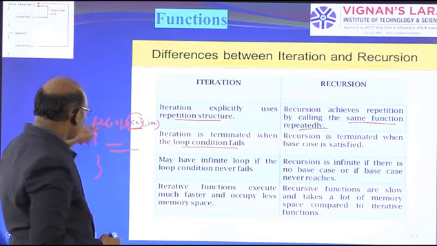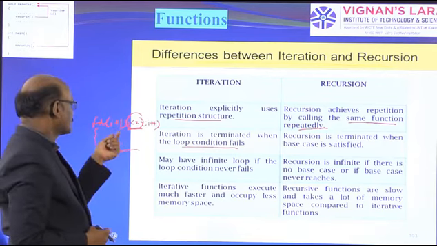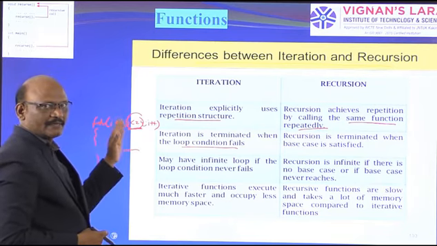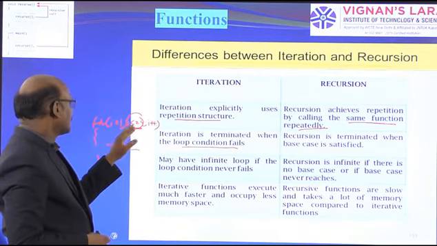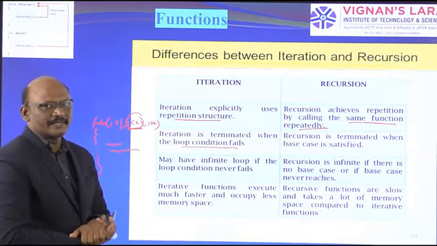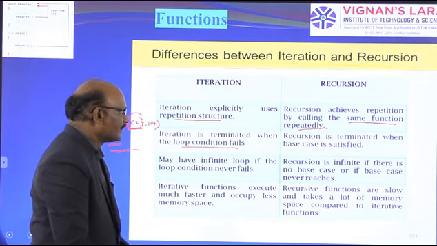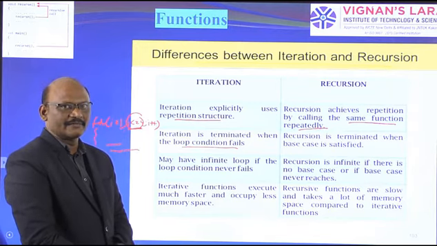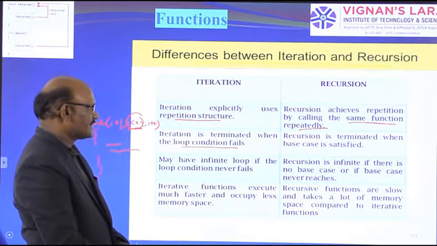So this loop will be repeated 4 times because i value is 1 to 4. It is true, i is 1, 1 less than or equal to 4. So first time i value 2, second time i value 3, then i value 4. Whenever the i value is 5, condition fails, then the iteration will be terminated. Coming to recursion, it is terminated when the base case is satisfied. In the previous example we saw if n is equal to 0, whenever the n value is 0, immediately it is terminated. So recursion is terminated when the base case is satisfied.